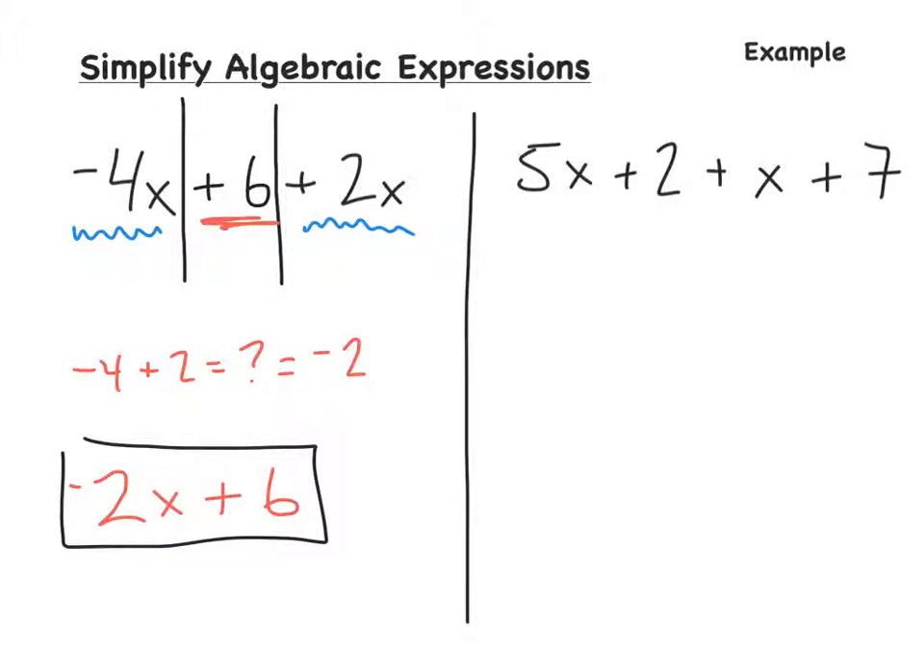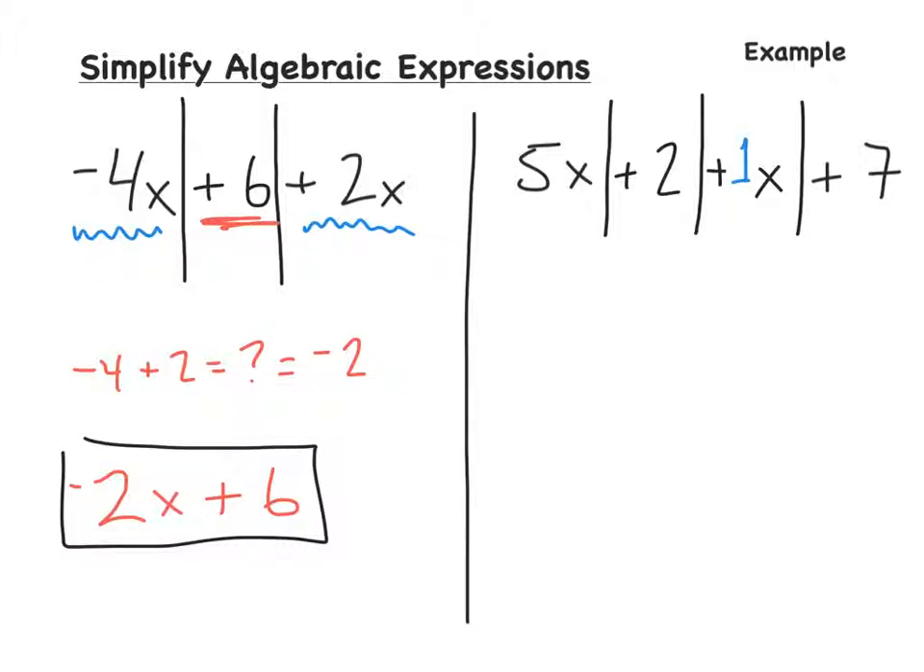Now let's look at the one on the right. We have a 5x plus 2 plus x plus 7. Remember, I like to break up my terms. And remember, what's the coefficient that goes along with just this x? That's right. Remember, this is always a 1x.